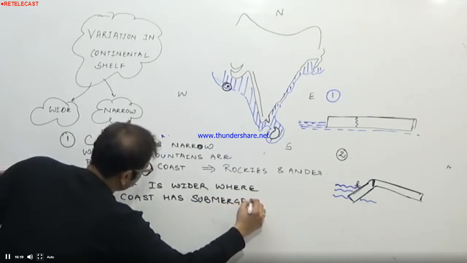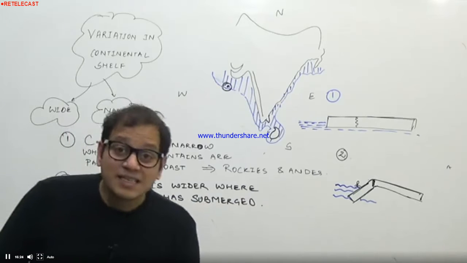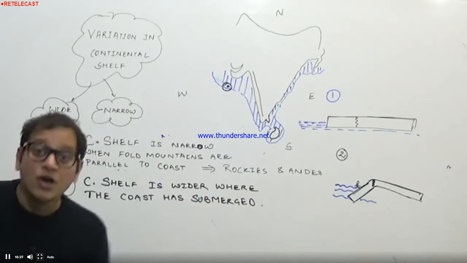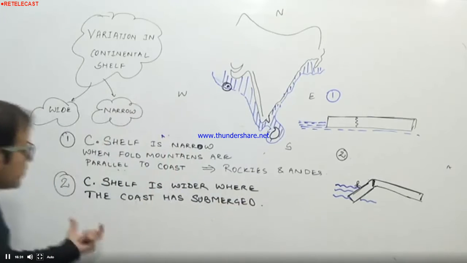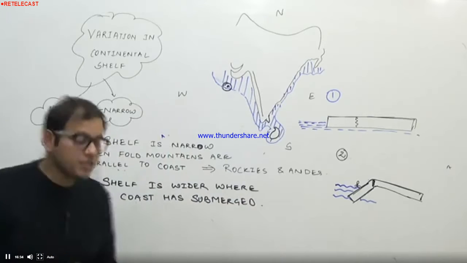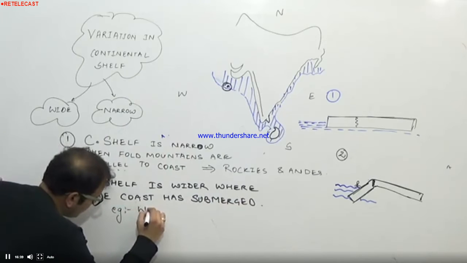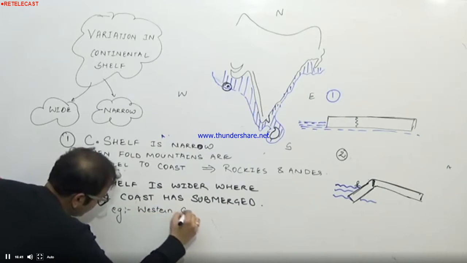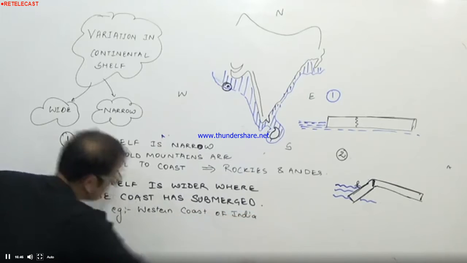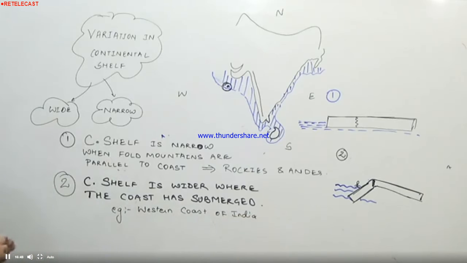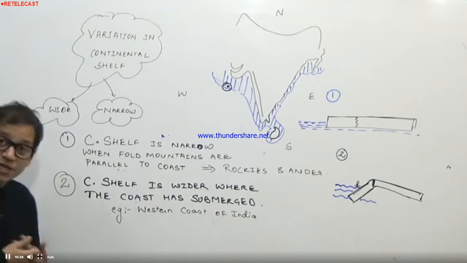Where the coast has submerged. Therefore, we can say that the western coast of India is an example of a submerged coastline, therefore it has a wider continental shelf. Example is the western coast of India, which is an example of a submerged coastline having a wider continental shelf.